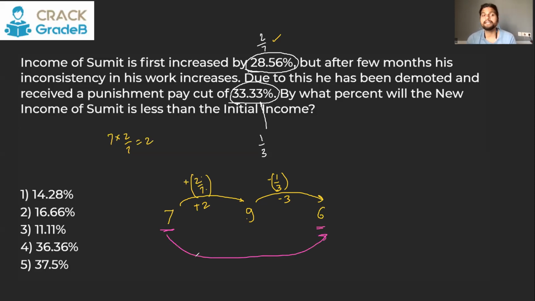So if the salary initially was 7, now it is 6. What is the percent decrease? There is a decrease of 1 on 7. So decrease of 1 on 7, and the fraction value of 1 by 7 is 14.28%. Hence, the salary is decreased by 14.28% overall. Easy? Let's see one more.